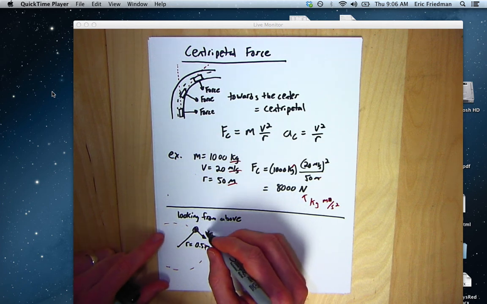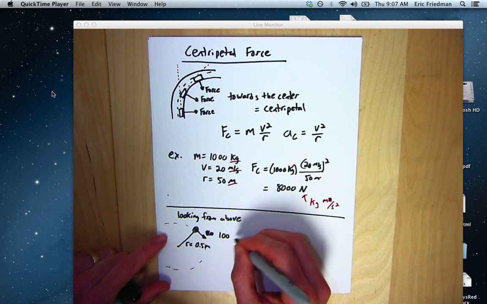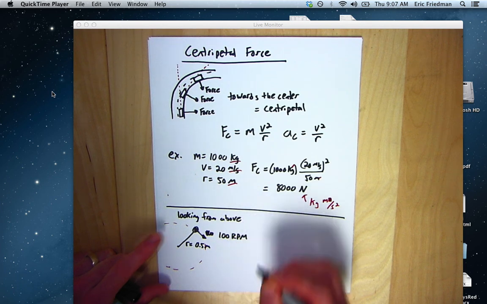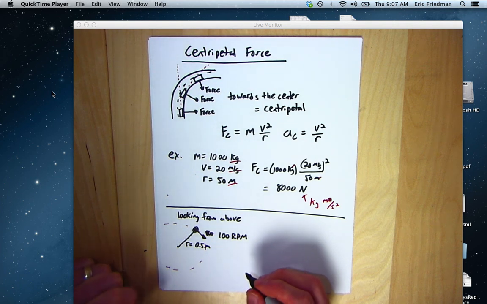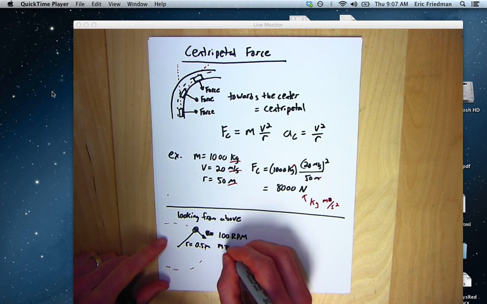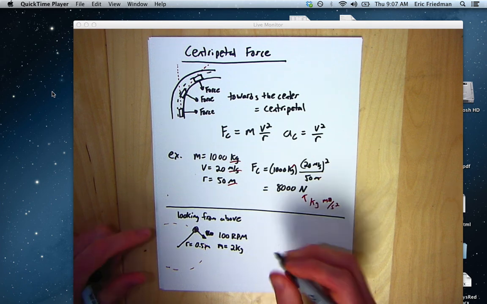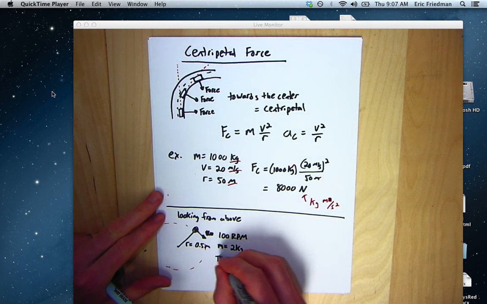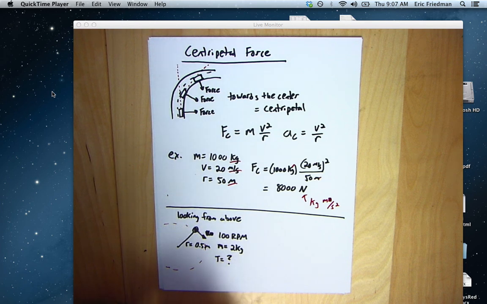Actually, let's change this around a little bit. Let's say that what we know about the ball is that it's going at 100 revolutions per minute. That'll just make one more extra calculation that we need to do. And then I need to know the mass of the ball. So let's say the mass of the ball is 2 kilograms or something like that. And what I want to do is find out what's the tension in the string, because I want to know if I swing it too fast, is the string going to break? Maybe that's what my question is.